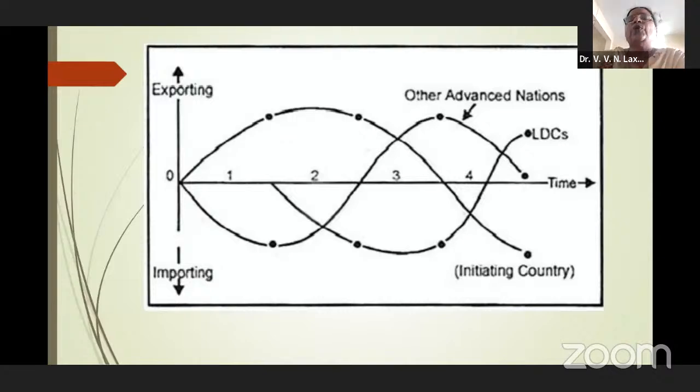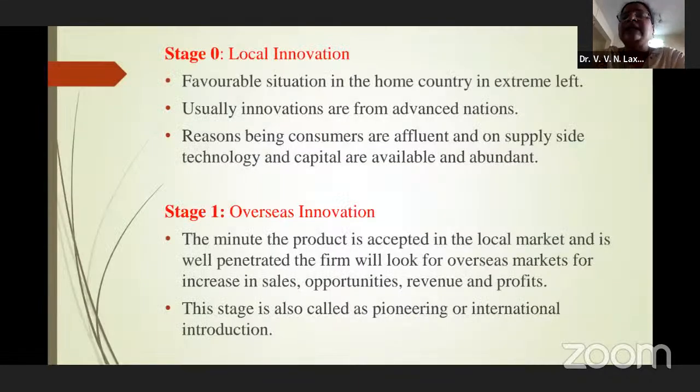Now, this is how we can see the international product life cycle. On the y-axis, we are seeing the origin at 0. On the positive side of the axis, we have exports, and on the negative side of the axis, we have the imports. That is, the country has imports and also exports. The company also has some imports and exports. Now, here, we will try to understand from the home country and a company that is trying to market its products to the overseas markets.